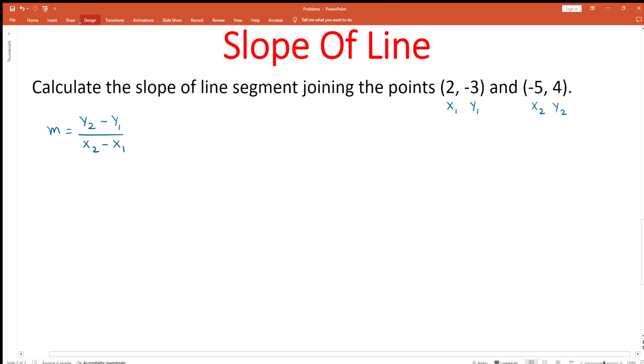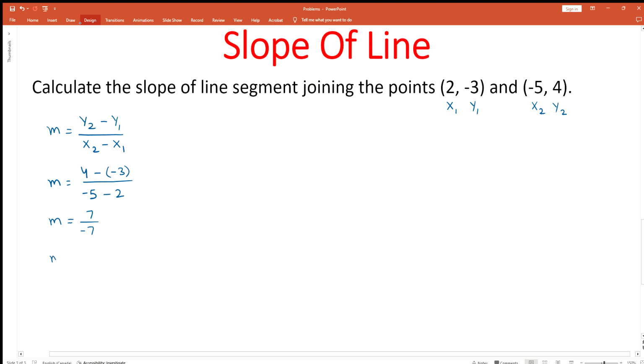Next, we can sub in these values in the slope formula. y2 is equal to 4, y1 is -3, x2 is -5, x1 is 2. Now we can simplify this expression. In the numerator, 4 minus -3 is equal to 7 because minus -3 is equivalent to plus 3. In the denominator, -5 minus 2 is equal to -7.